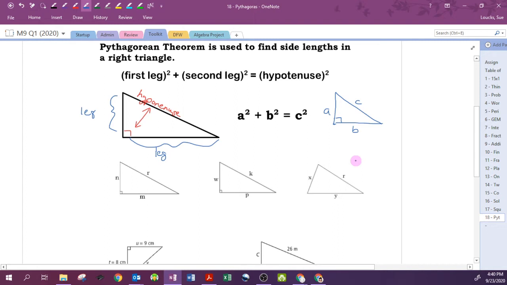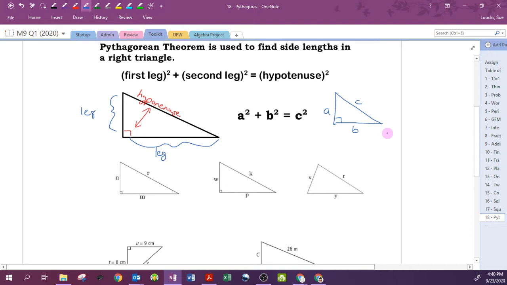And when we have it labeled this way, then the length of A squared plus the length of B squared equals the length of C squared. Okay, that is the Pythagorean theorem, and it applies to every right triangle and only to right triangles.